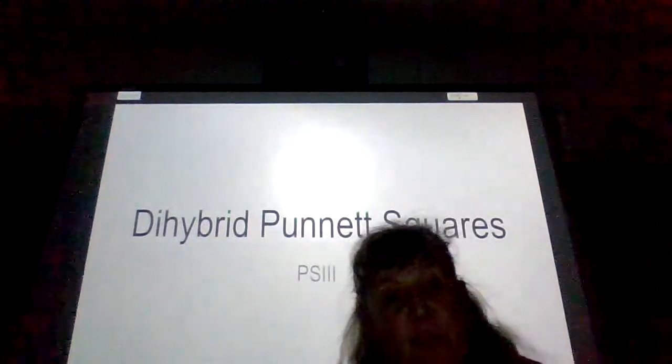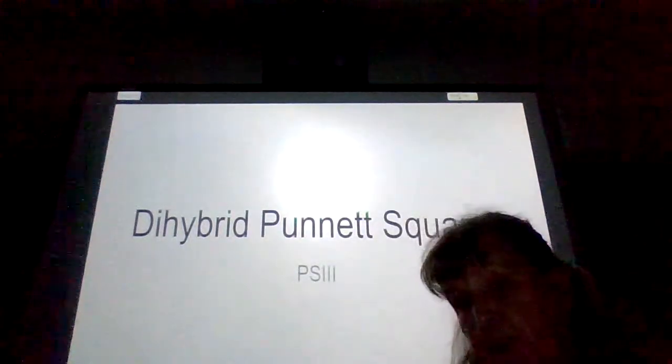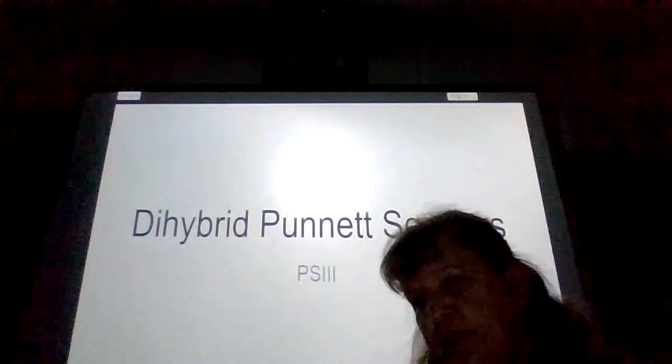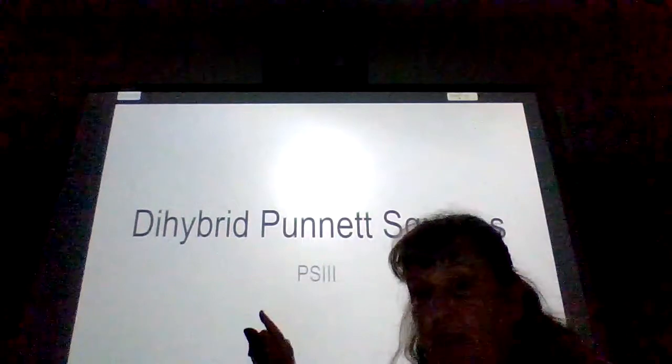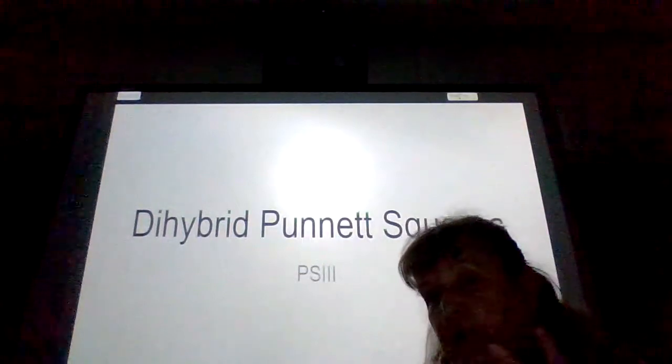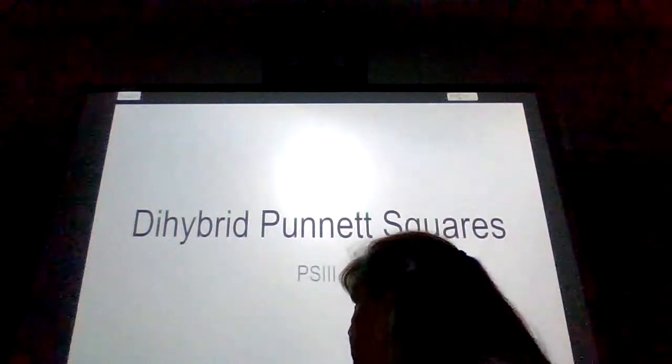Welcome to our third and final lesson on Punnett squares. And these are the challenging ones. These are the ones that are called dihybrid. We already know something about dihybrid because we see the prefix di, so we know we're dealing with two alleles.